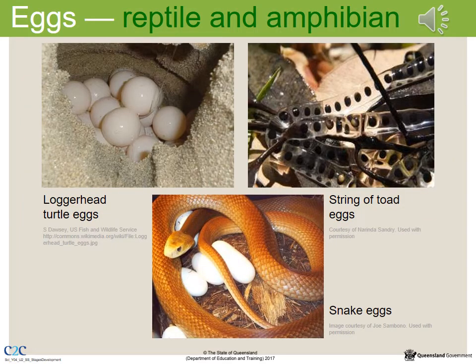We can see some different types of reptile and amphibian eggs on this one. You can see the loggerhead turtle eggs. They lay those in the sand and then they cover them up to keep them safe. We can see the toad eggs that will probably go in some water or around some water. And we can see some snake eggs, and snakes tend to make a little bit of a nest and wrap themselves around their eggs to keep them warm.